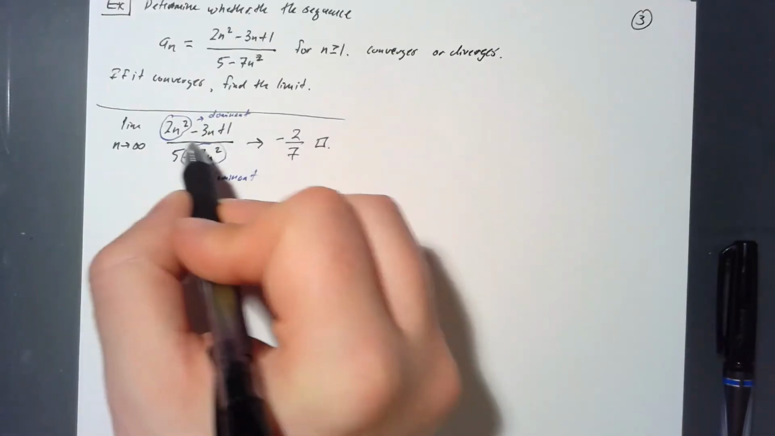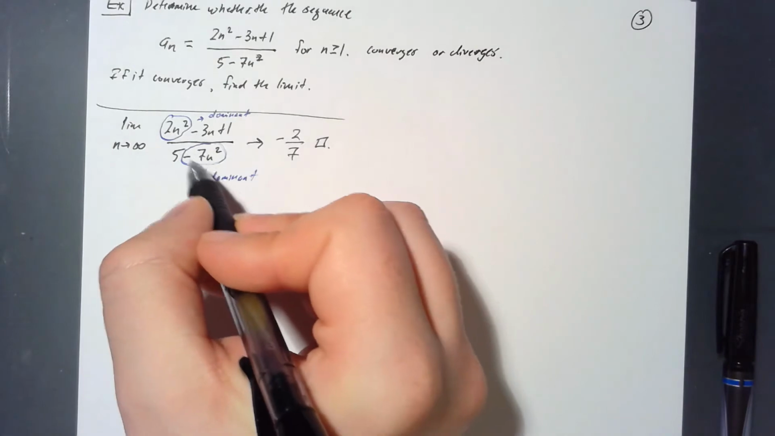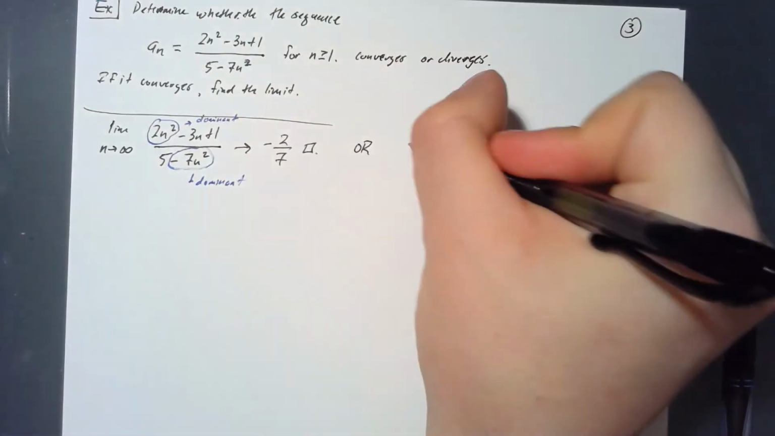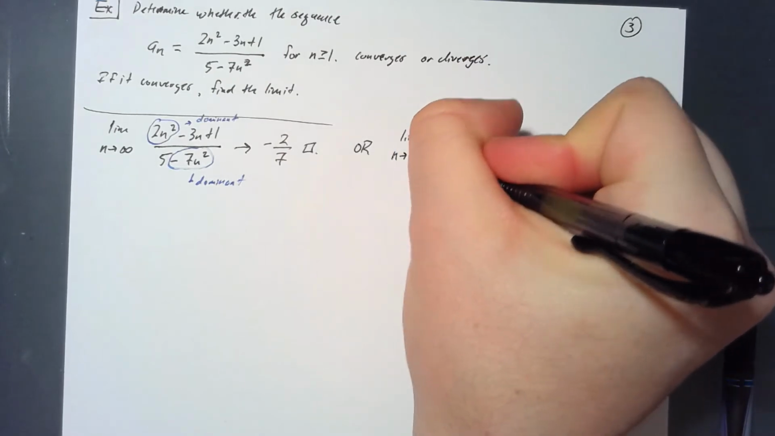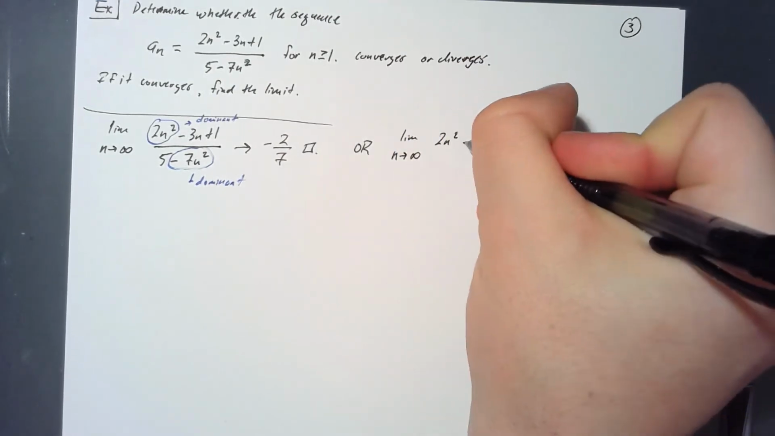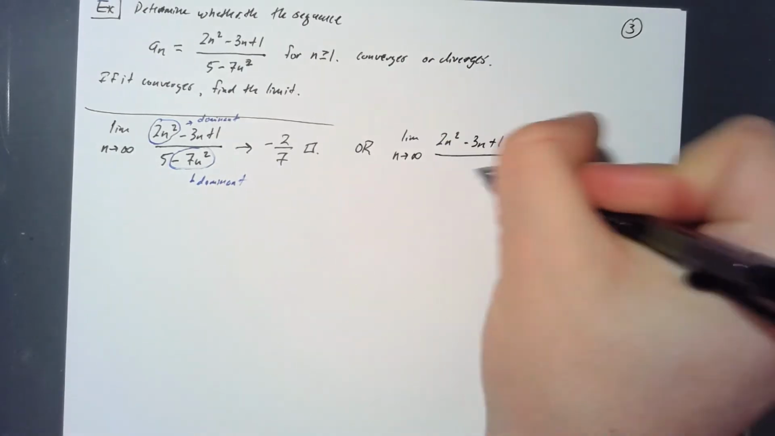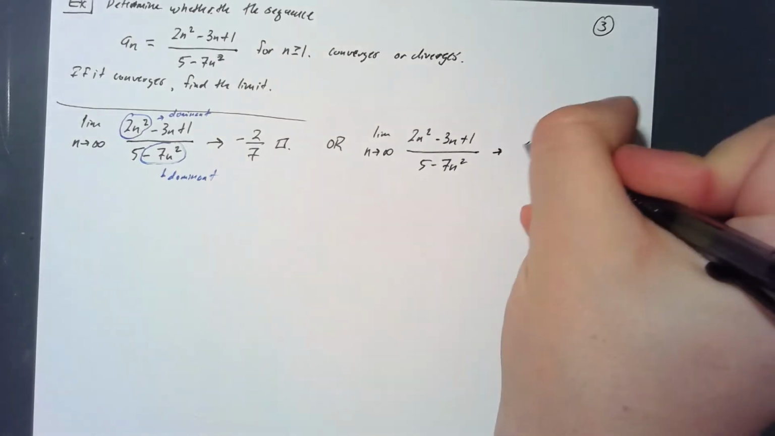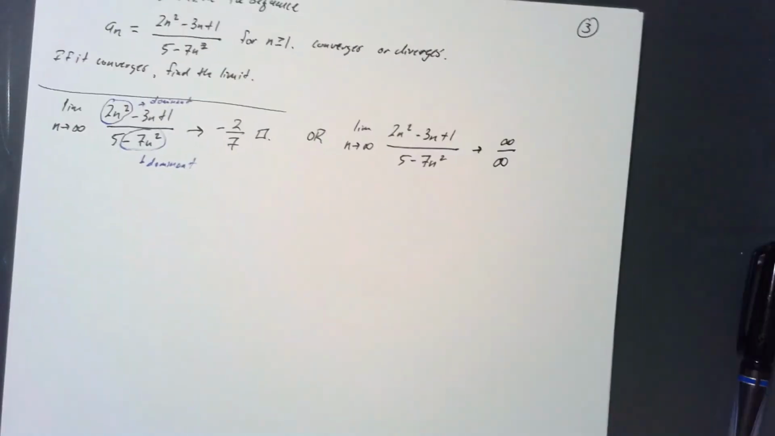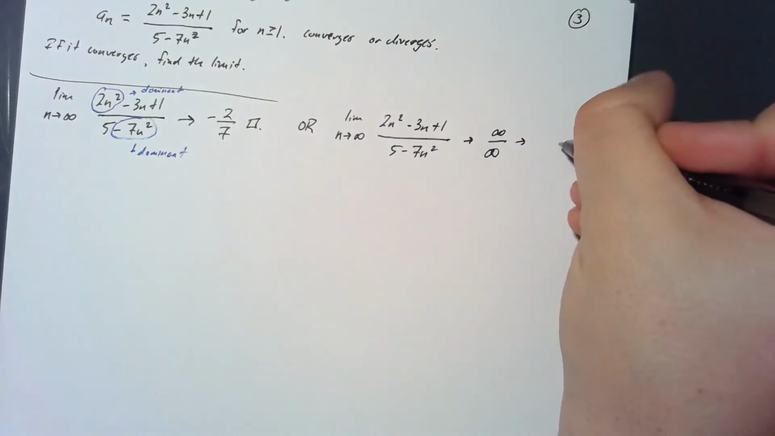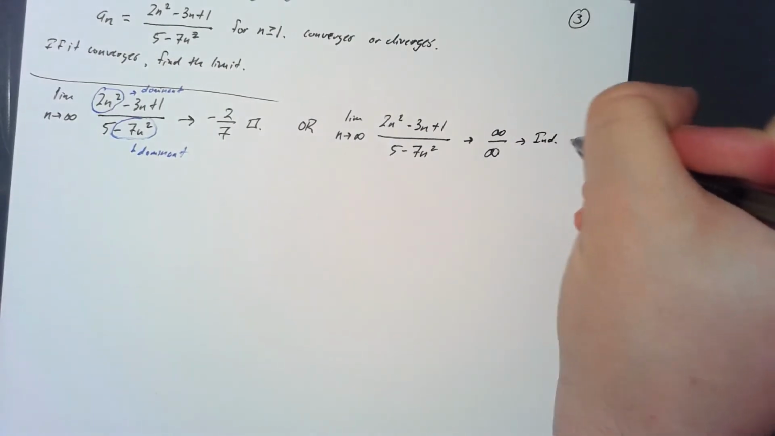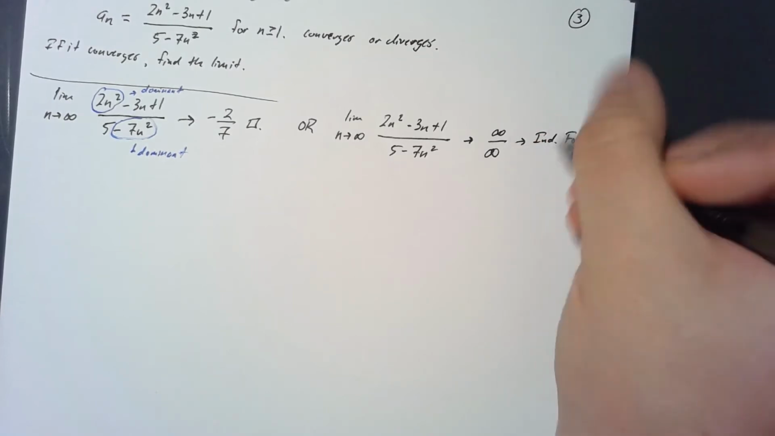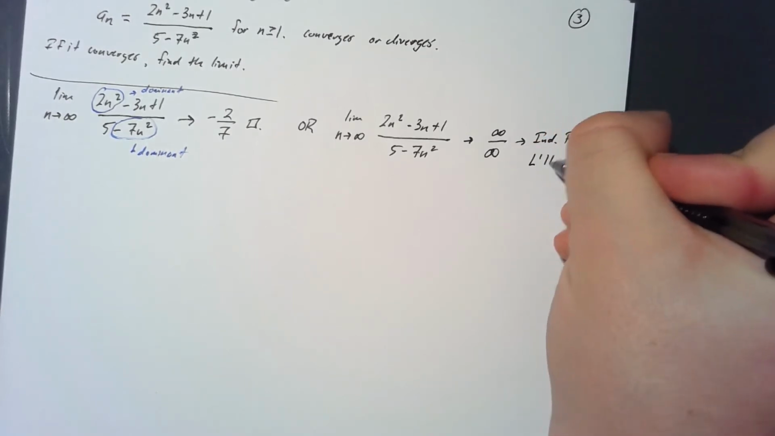If you take the limit here, obviously you're going to get infinity over infinity. So if you do it this way, this is going to approach infinity over infinity, which is indeterminate form, right? So since it's indeterminate form, it means you could use L'Hopital's rule.